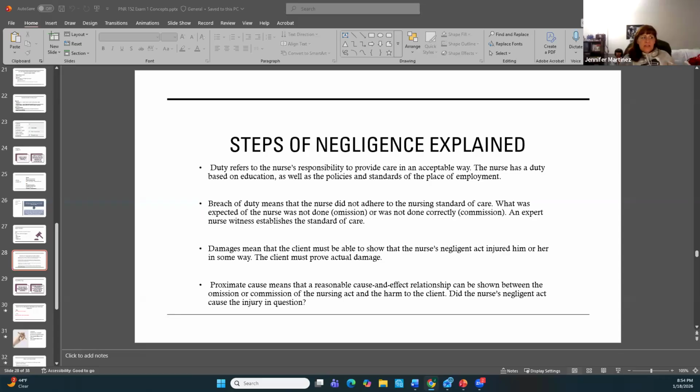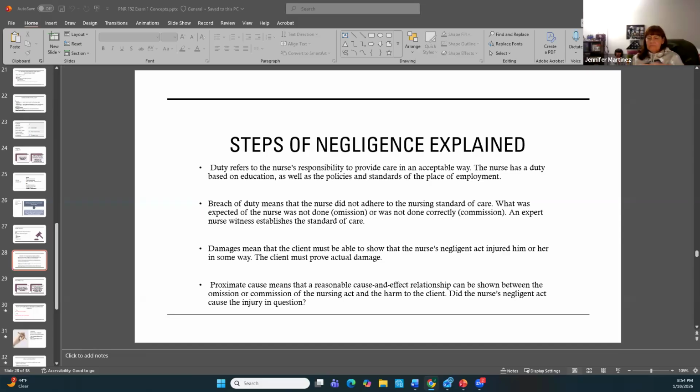And then damages means that the client must be able to show that the nurse's negligent act injured him or her in some way. So they have to be able to prove actual damage. And then proximate cause means that there is a cause and effect relationship that can be shown between either the act of omission or the act of commission of the nursing act and harm to the client. So, did giving the antibiotic by mouth instead of IV actually cause harm to the client?